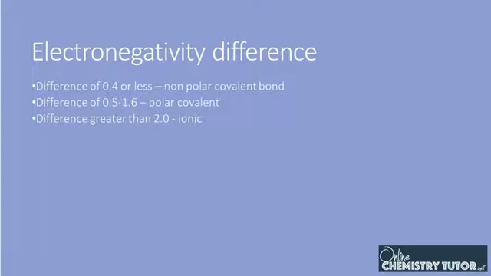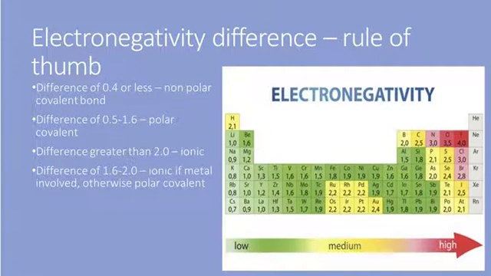If you have a difference of 0.5 to 1.6, then it does become polar, a polar covalent bond. Greater than 2 tends to be ionic. You may have noticed a bit of a gap between 1.6 and 2.0. That's because it depends for that range. If there's a metal involved in the bond, then it would be ionic. Otherwise, it becomes a polar covalent bond.